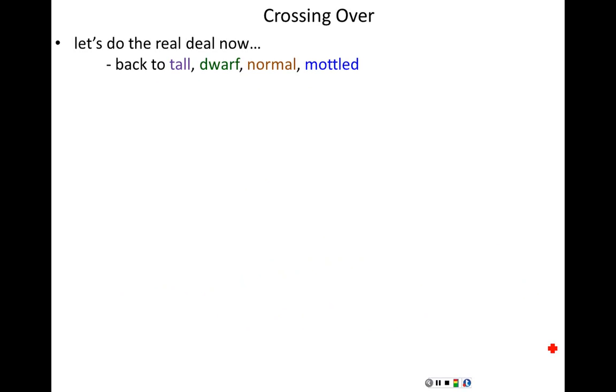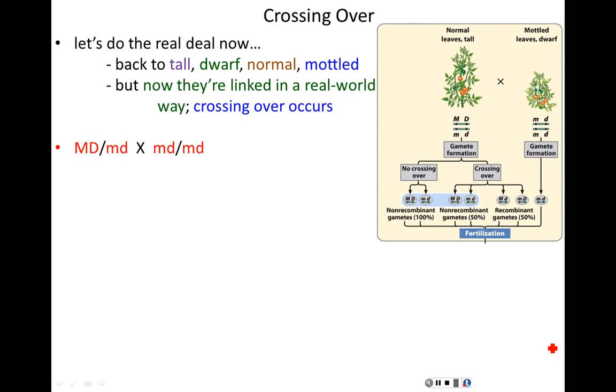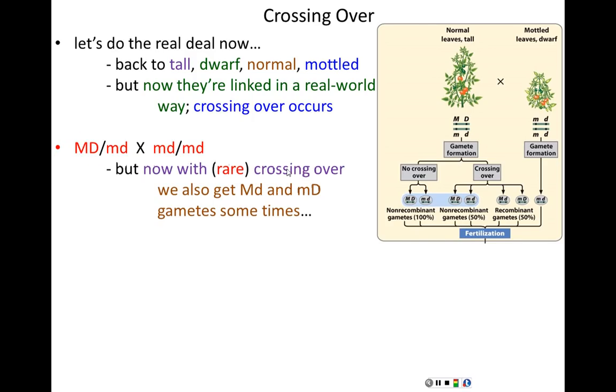So let's do the real deal now. Let's go all the way back to our tomatoes. They've been working for us so far. Let's do our tall and dwarf, normal and mottled. Now we're linked, but now crossing over is possible. So we're going to have our heterozygotic with the 2 dominant alleles on one chromosome and the 2 recessive alleles on the other. We're doing a testcross. With these types of experiments, we're always doing testcrosses. Let's see what happens.